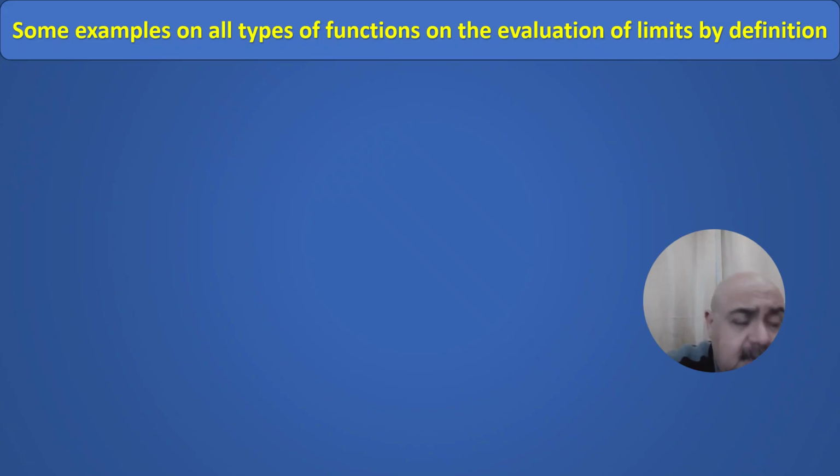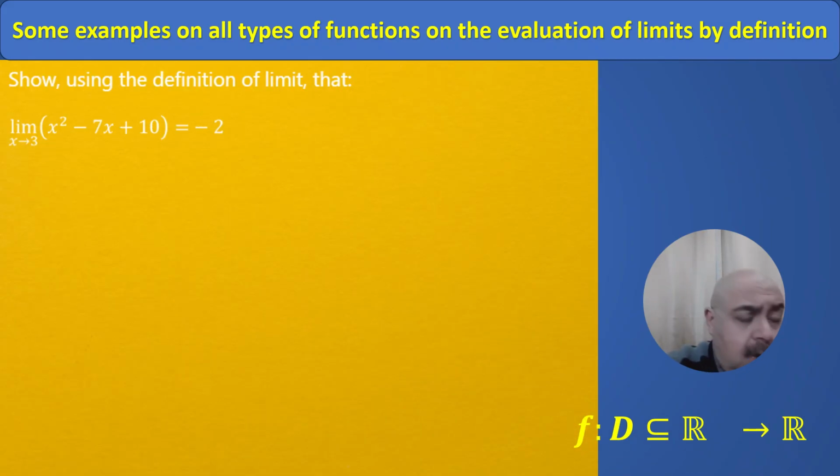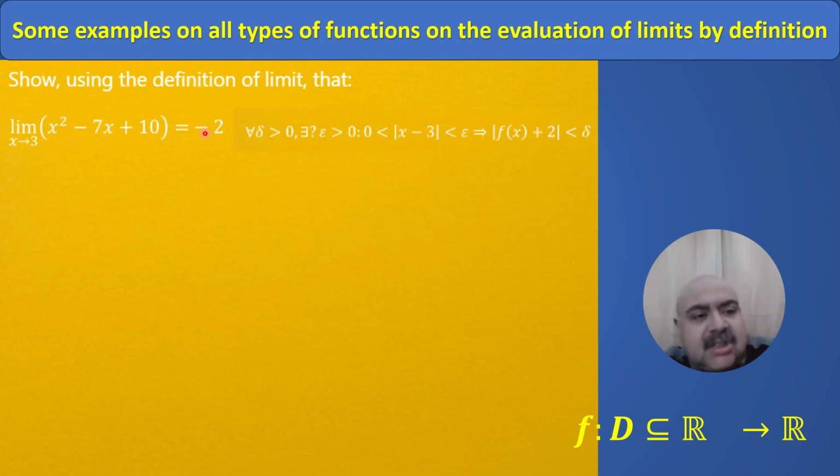A similar debate, and one more example. Those are some examples on all types of functions on the evaluation of limits by definition. I will start by R and R. That's also an example, a direct one. If you try to find the limit of this problem directly, it has no problem, because x squared minus 7x plus 10 equals negative 2. It's a direct substitution by 3, so it's going to be 9 minus 21 plus 10, which is going to lead to negative 2. If I want to check this limit using the definition, yes, I can. So how to do it?